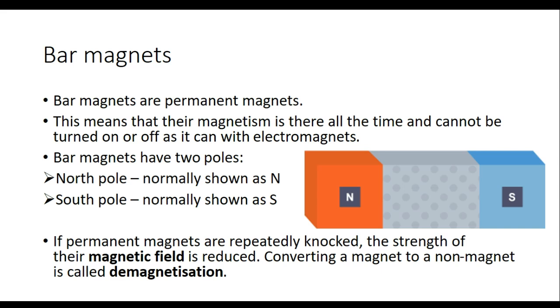If permanent magnets are repeatedly knocked, the strength of their magnetic field is reduced, and we're going to talk a lot more about what magnetic fields are. So it's something to be aware of when we're talking about magnetic fields, is that the strength can be changed. And you can also convert a magnet, take away its magnetism, and we call that demagnetization.